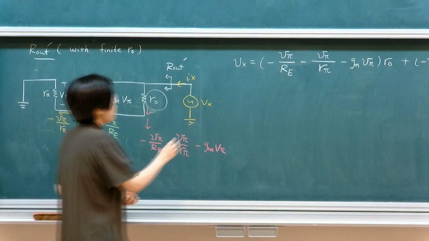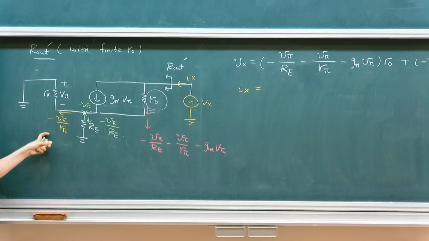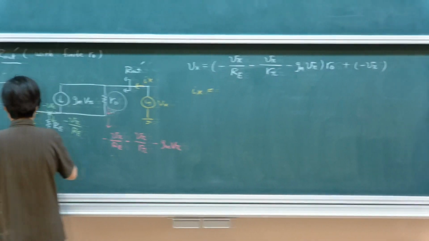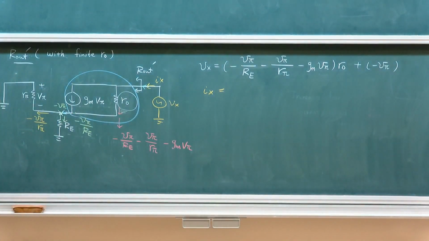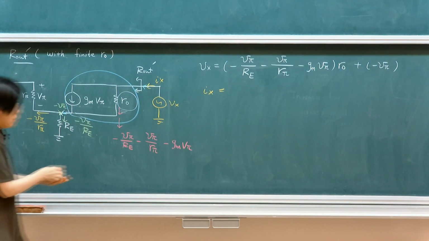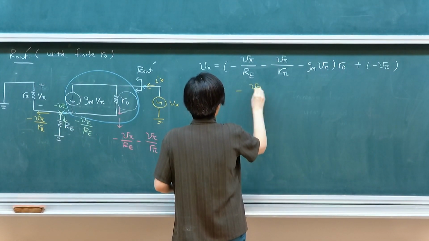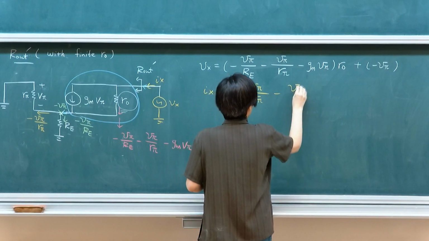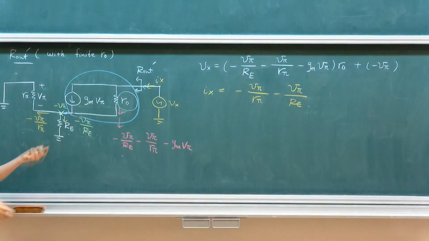And Ix will then be what? Because the current coming in, you block this all as the same node, so the current coming in should be the current going out, right? Okay? So Ix would then be minus V pi over R pi minus V pi over RE. Okay? So there you're in very good shape because everything is in V pi.